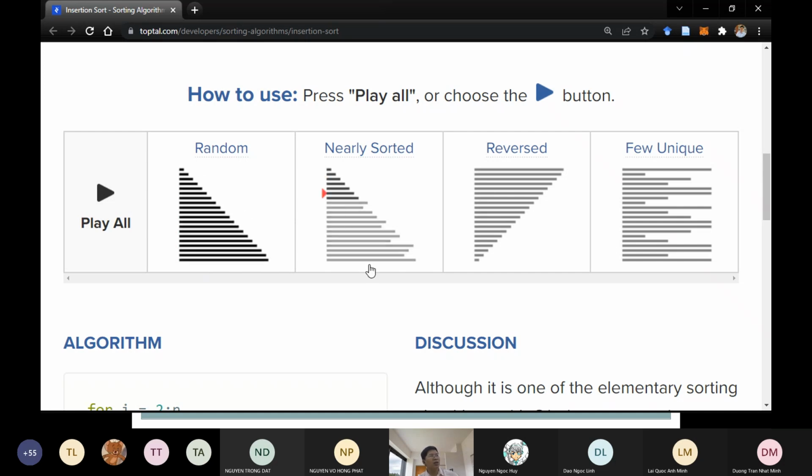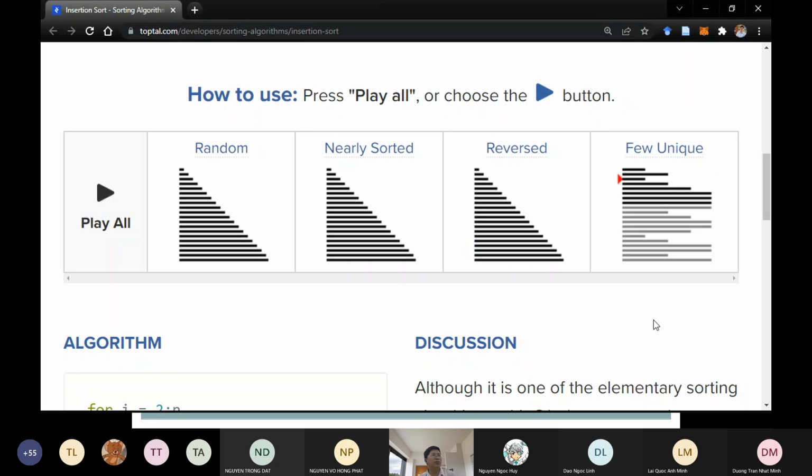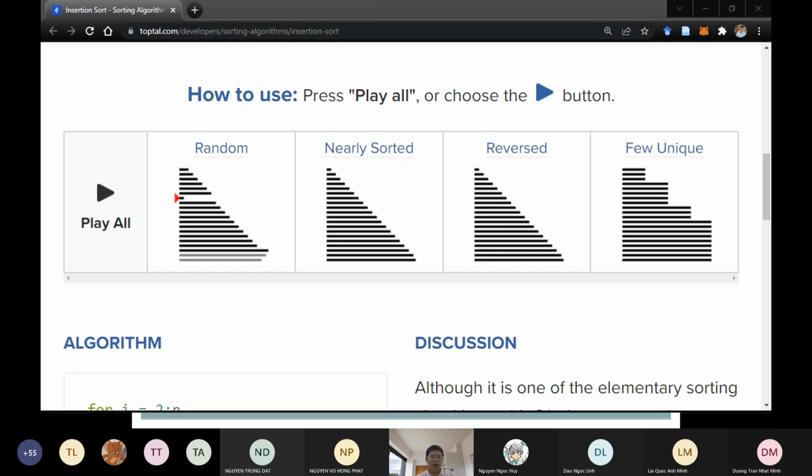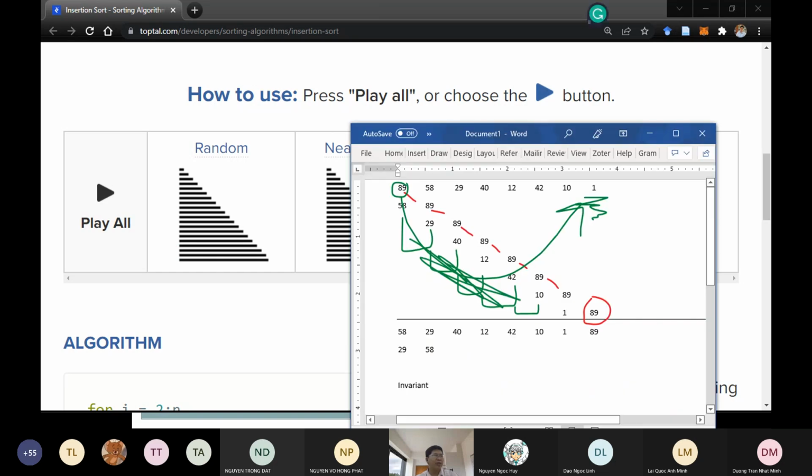Okay, this one, of course, we don't need to go through the whole array every time. Okay, of course, this one. See, it's just one. Now I want to play with this algorithm again.